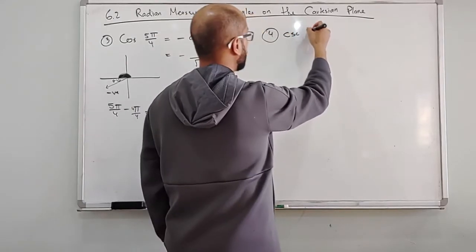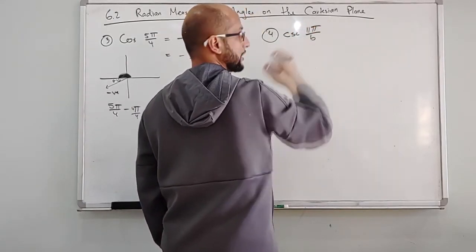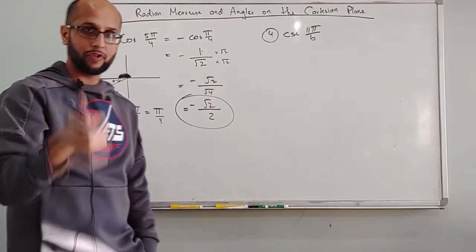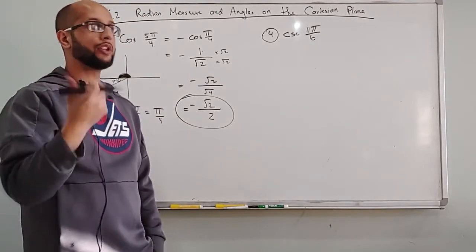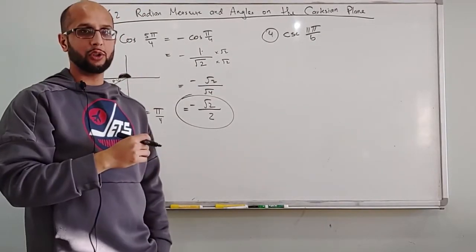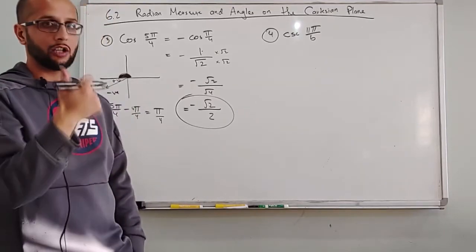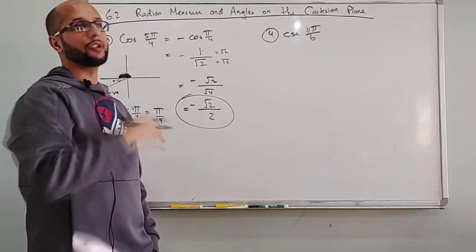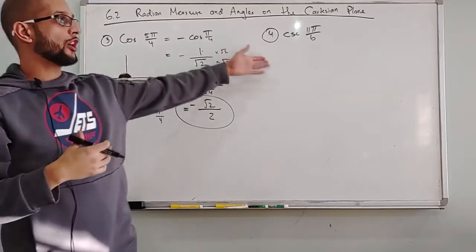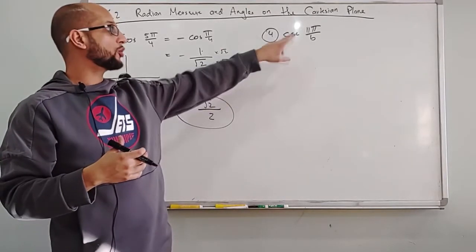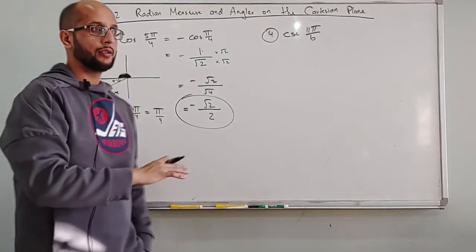Cosecant of 11 pi over 6. Same thing. Step 1, we're going to determine which quadrant 11 pi over 6 is going to be in, and then we're going to figure out our related acute angle, and then we'll figure out what is the special triangle ratio that goes with that related acute angle.